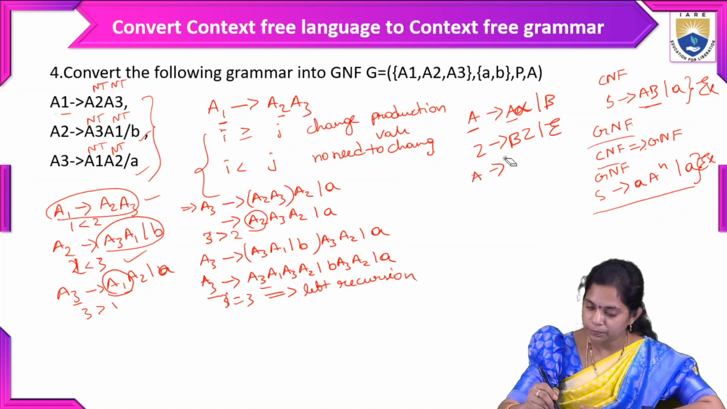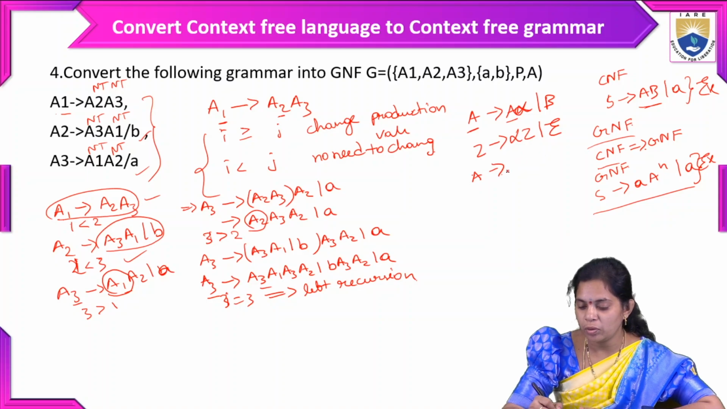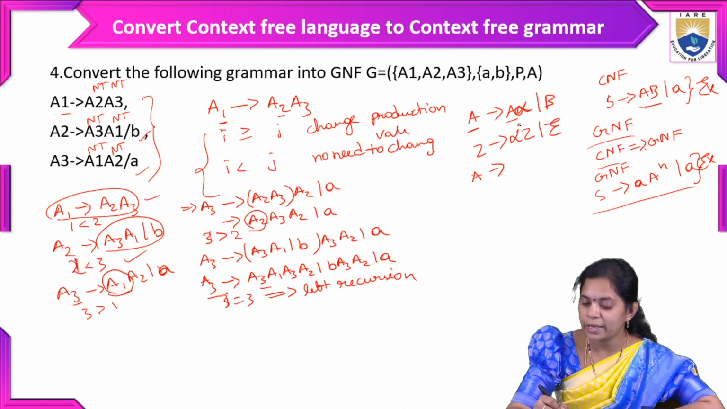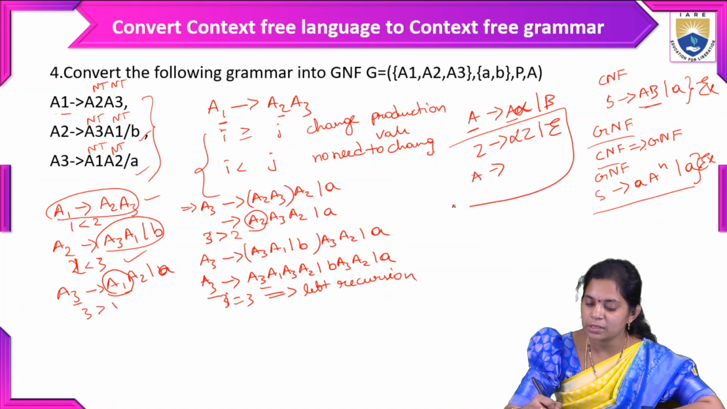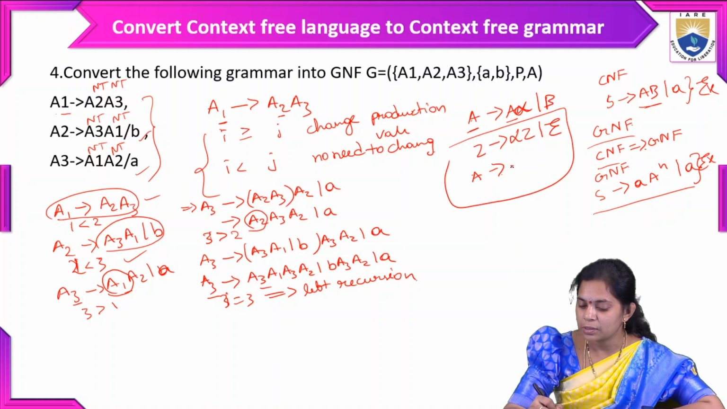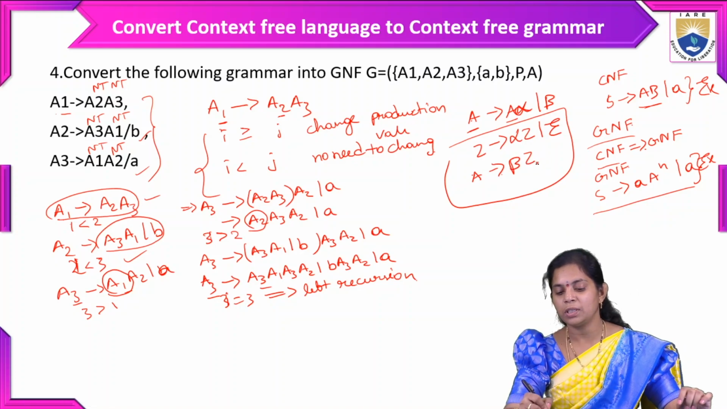So here alpha Z and epsilon, and here A tends to, again we need to write this equation in this form. Instead of this equation, we need to write it like this. So here beta Z. This is the equation we need to write.